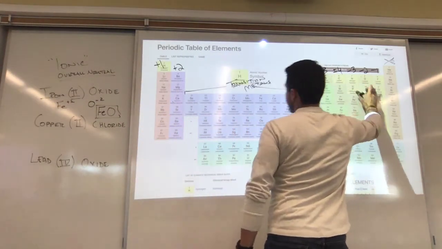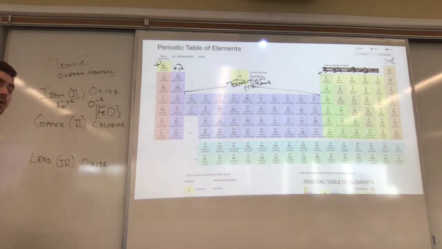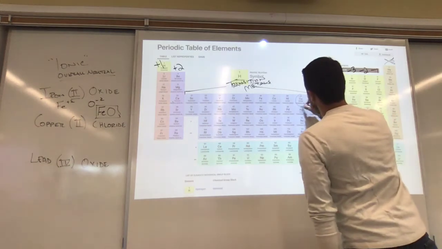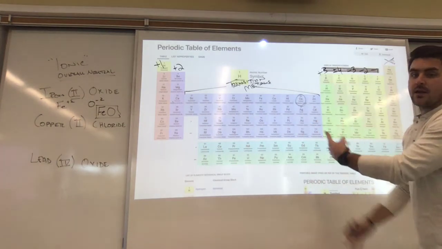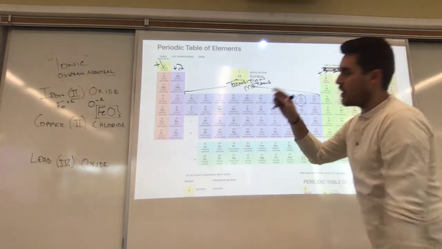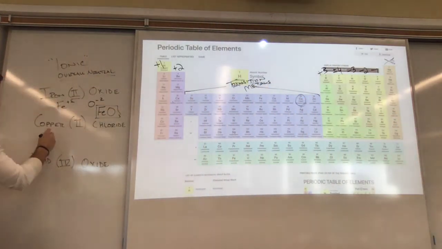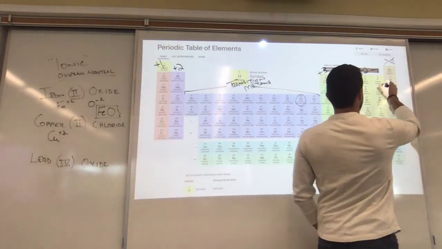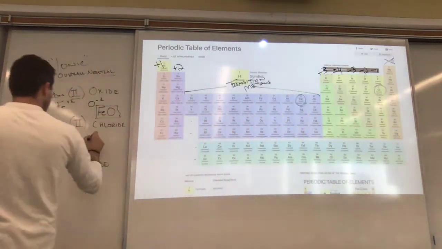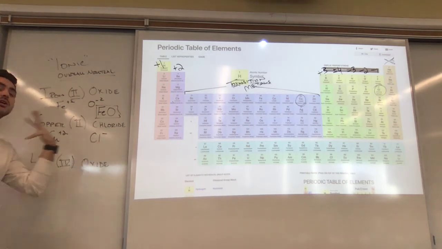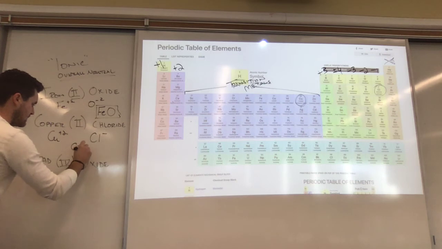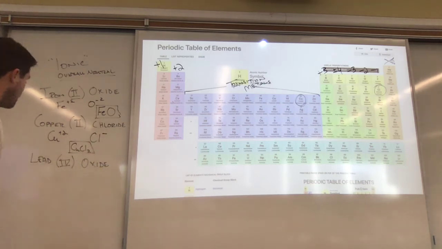The next one is copper 2 chloride. Let's go find copper. Where's copper? There it is, element 29. Found it. Is it a transition metal? You bet it is. Does it tell me its charge? Right there it does. Copper 2, Cu plus 2. Where's chlorine? Right there, element 17. Cl minus. How many chlorines balance out my coppers? 2. Cu, Cl, baby 2. I'm getting the hang of this. Let's go find the next one.